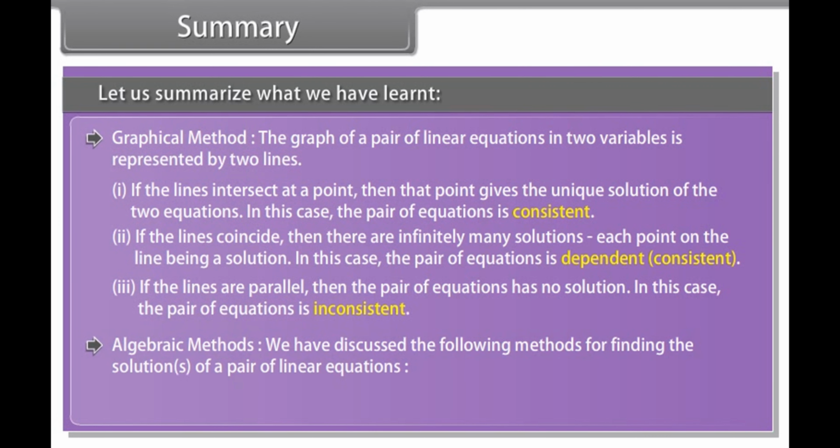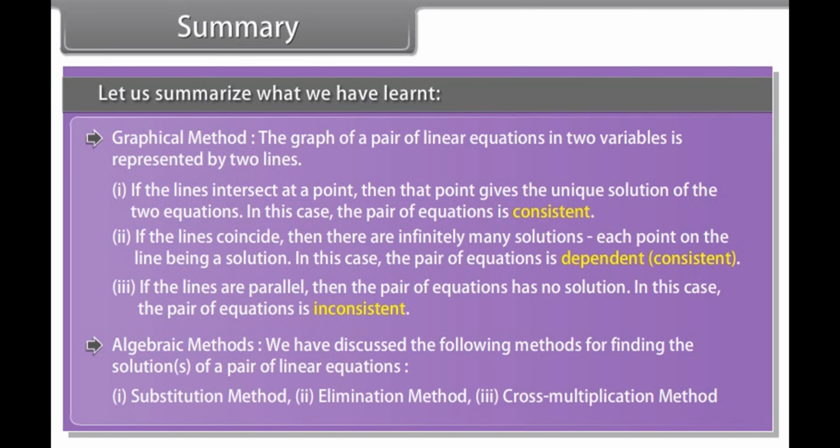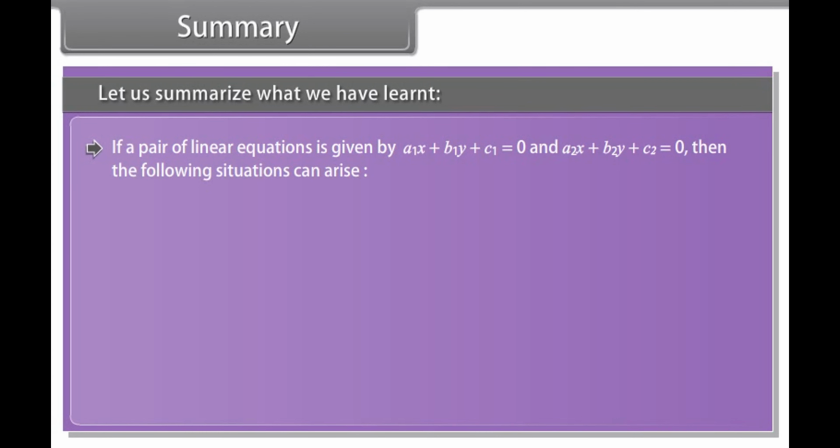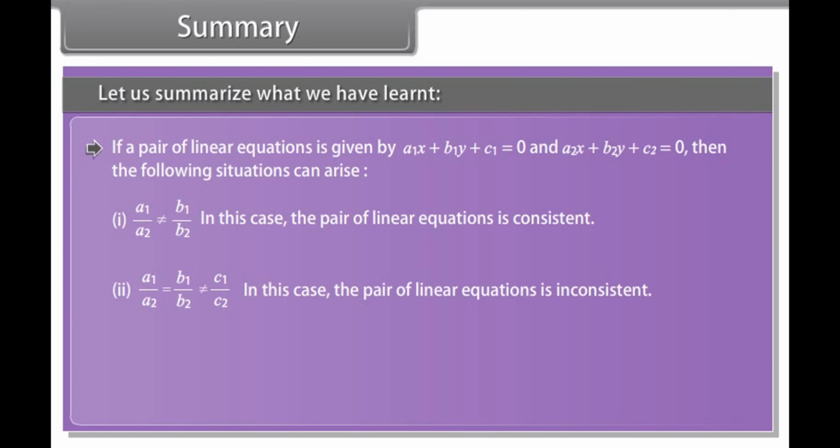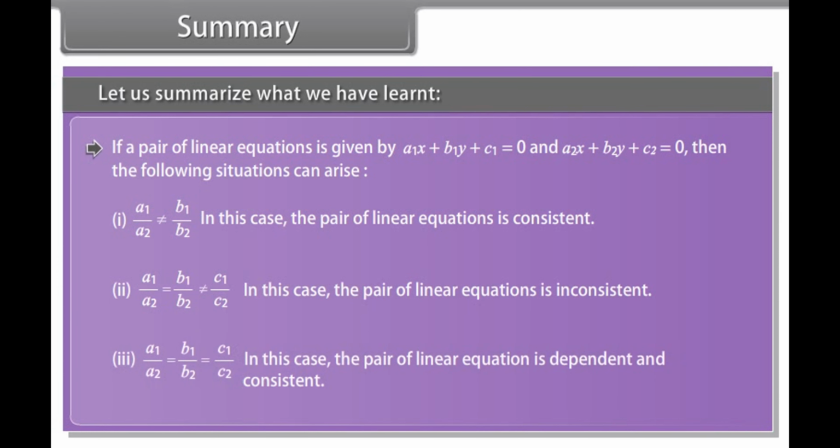Algebraic methods. We have discussed the following methods for finding the solutions of a pair of linear equations. 1. Substitution method. 2. Elimination method. And 3. Cross multiplication method. If a pair of linear equations is given by a1x plus b1y plus c1 is equal to 0 and a2x plus b2y plus c2 is equal to 0, then the following situations can arise. 1. In this case, the pair of linear equations is consistent. 2. In this case, the pair of linear equations is inconsistent. 3. In this case, the pair of linear equations is dependent and consistent.